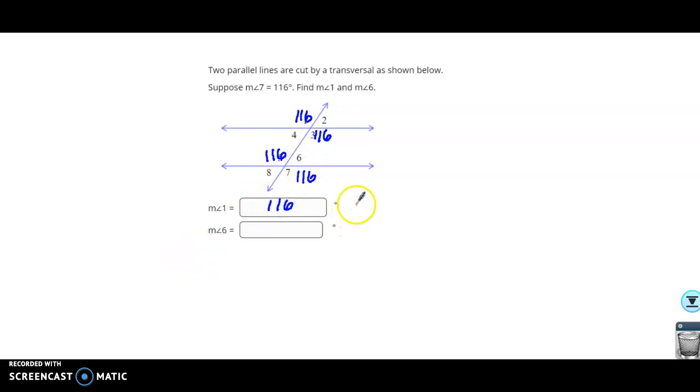But what about the measure of angle 6? Well, we also know that angle 7 combined with angle 6 gives us 180. So all we have to do is 180 minus 116. If you don't have a calculator at home, we need to borrow from the 8, cancel it out, make it 1 less, put a 1 in front of the number that wasn't enough. 10 minus 6 is 4, 7 minus 1 is 6. So the measure of angle 6 is 64.